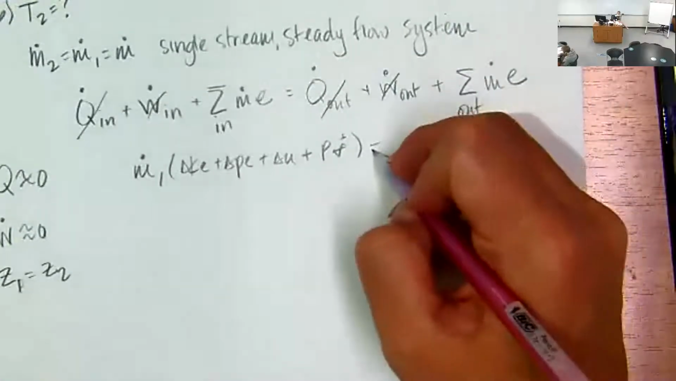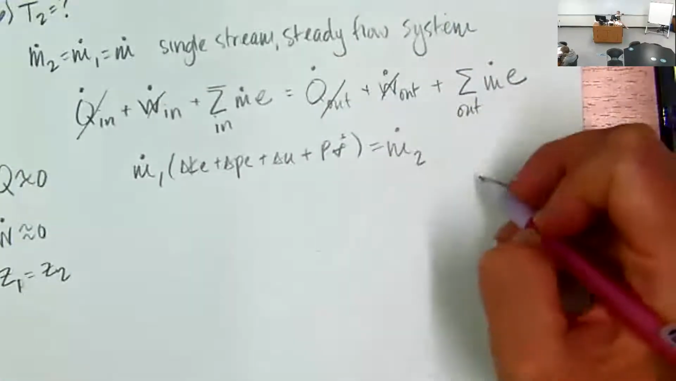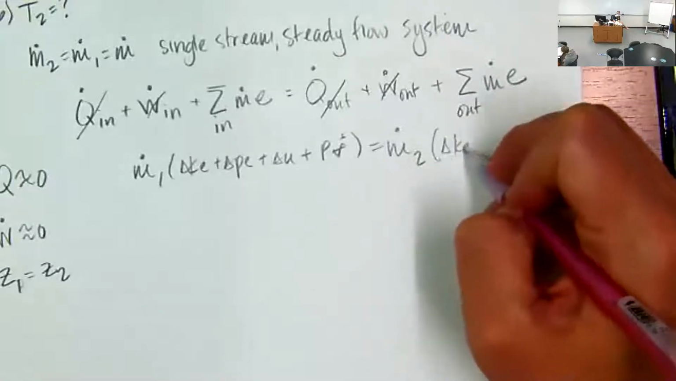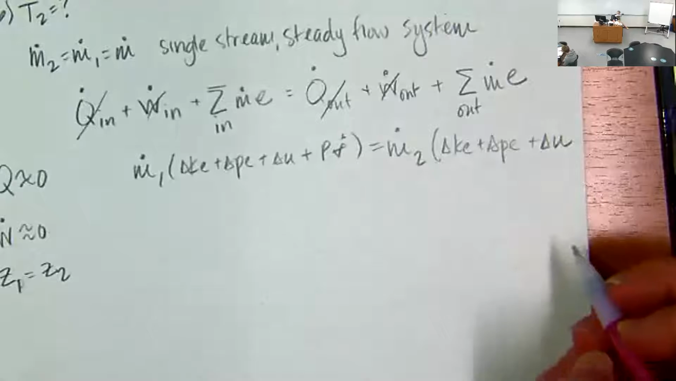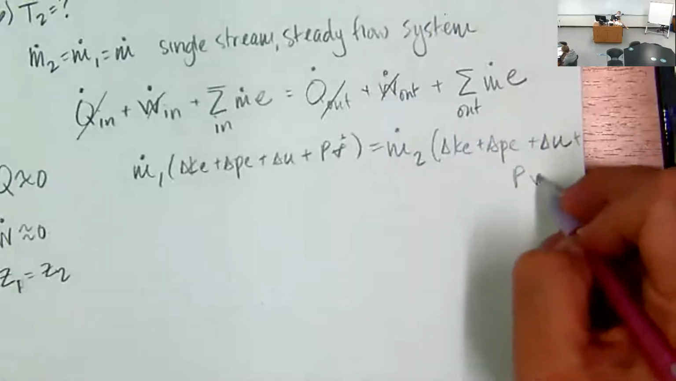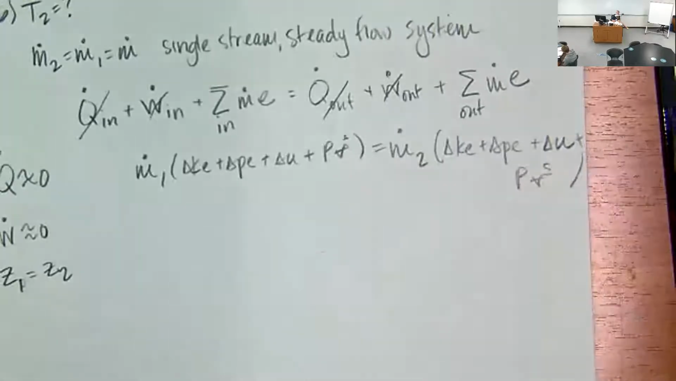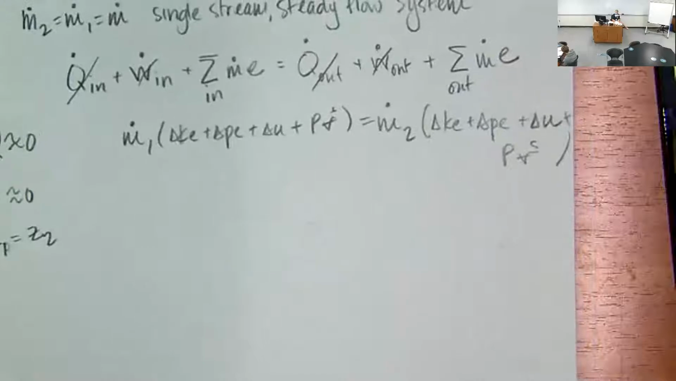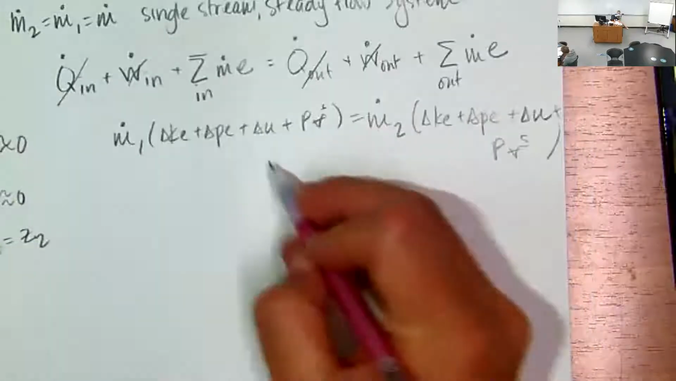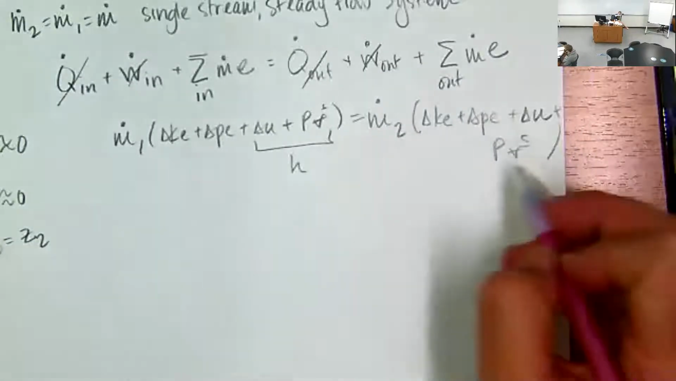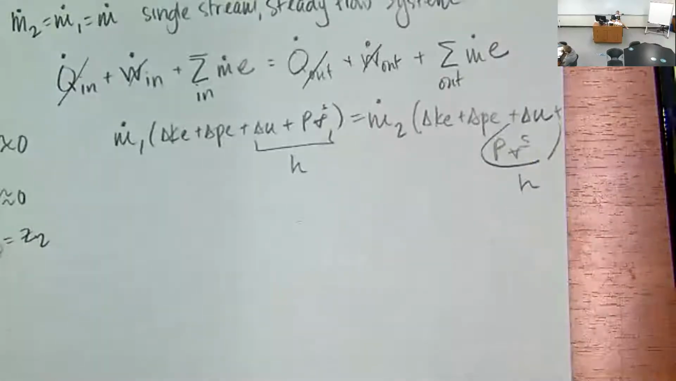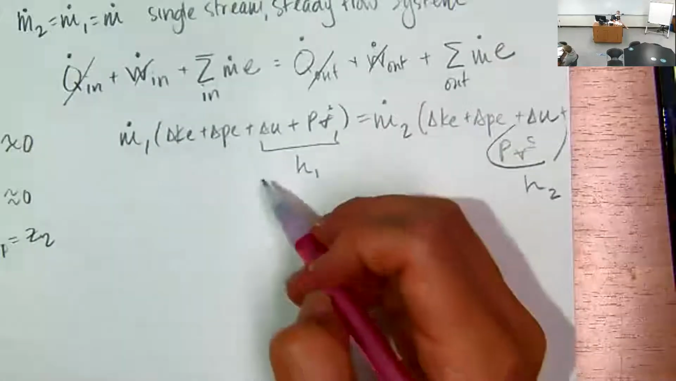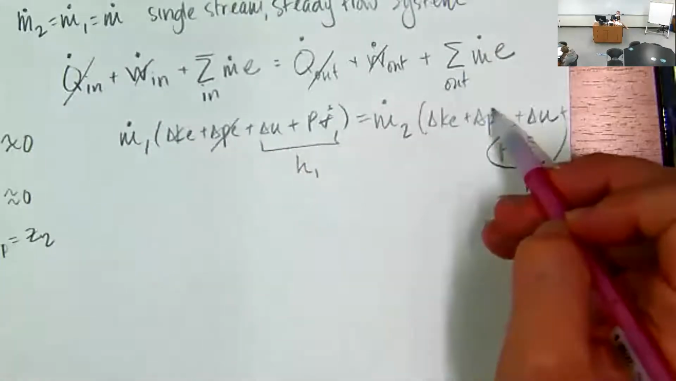And this is going to be equal to our outgoing mass flow rate times our outgoing specific kinetic energy, potential energy, internal energy, plus our pressure times our volume term. Running out of room there, but oh well. So remember that this combines into enthalpy. This is the definition of enthalpy. So this will be enthalpy at point 1, enthalpy at point 2. And we don't have any potential energy because we don't have a height change.